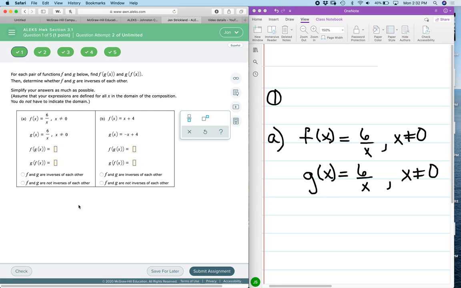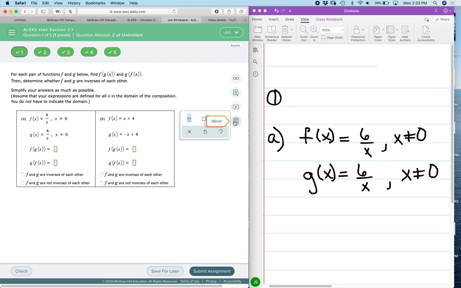Okay, for what we have in section 3.1 in ALEKS, we have functions f of x and g of x in parts A and B, and it says to determine the compositions, where we're looking at f of g of x and g of f of x, and whether f and g turn out to be inverses of each other. And for number 1a, we have functions f of x and g of x, both of which are set equal to 6 over x, where x does not equal 0.